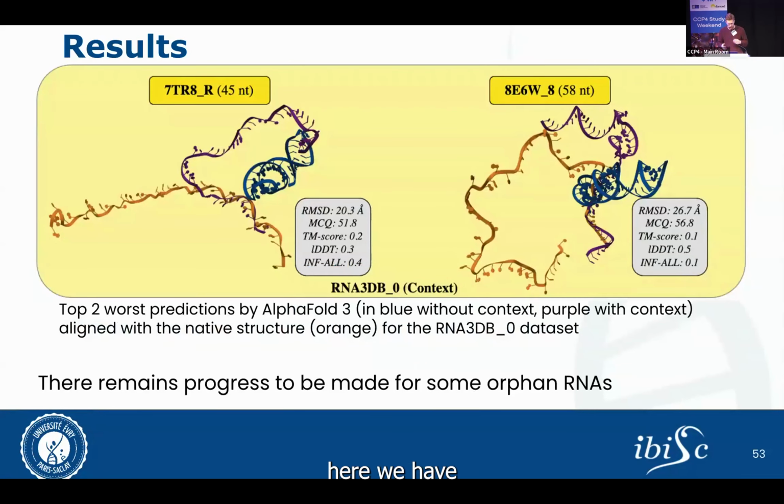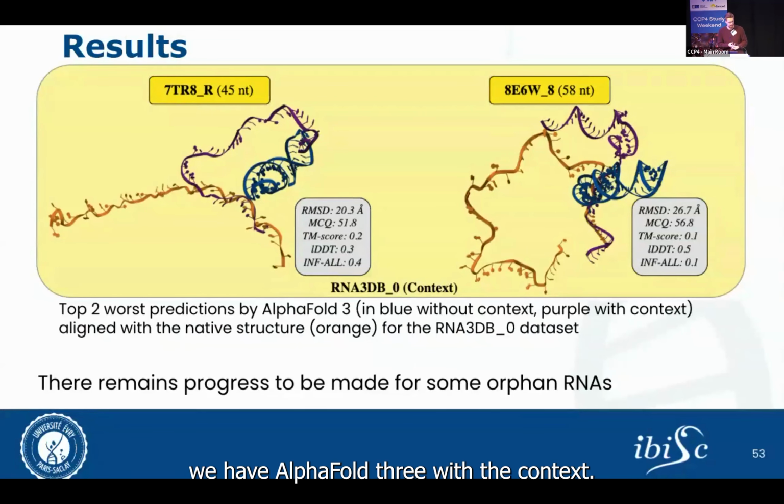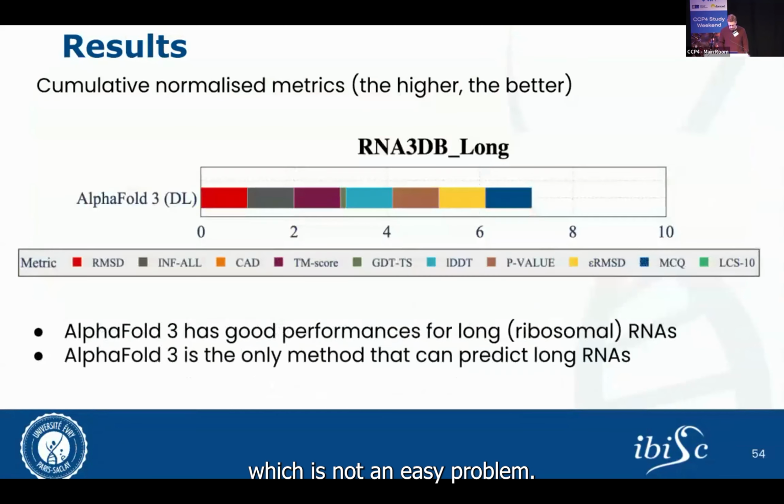But still, here we have, in blue, AlphaFold 3 without any context. In orange, we have the native structures. And in purple, we have AlphaFold 3 with the context. And still, there are some cases where AlphaFold 3 needs to be better for those orphan RNAs, which is not an easy problem.